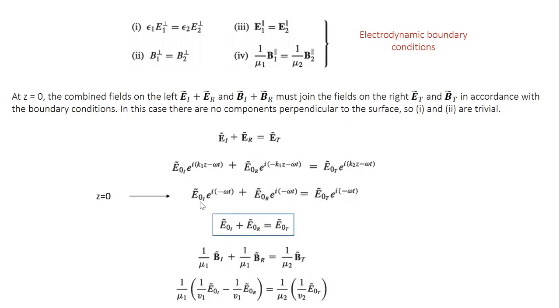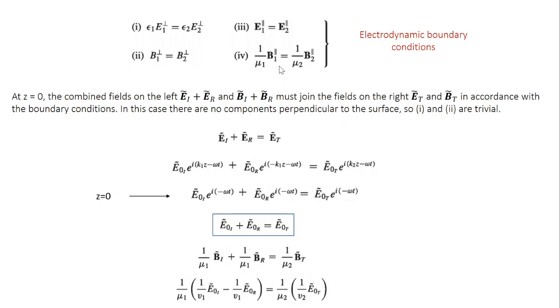So you have E naught I complex e to the power i(kz minus omega t) plus E naught R complex e to the power i(kz minus omega t) equal to E naught T complex e to the power i(kz minus omega t). The exponential term is common, cancel that, and you get E naught I complex plus E naught R complex equal to E naught T complex.